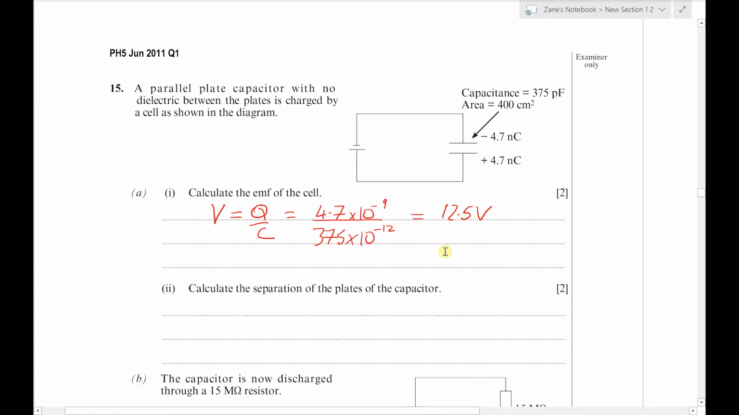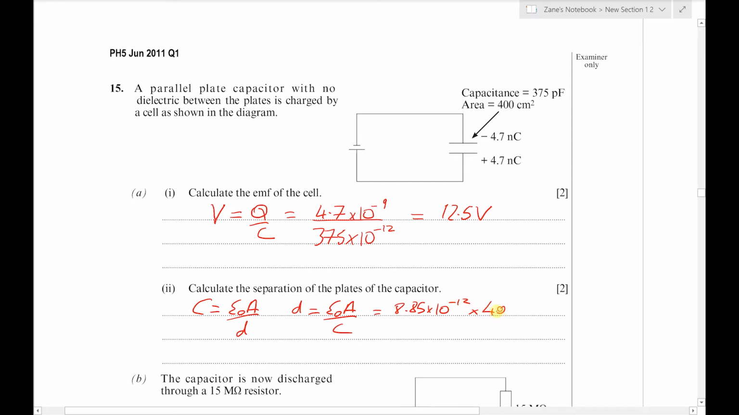Next, we've got to calculate the separation of the plates of the capacitor. So the parallel plate capacitor formula is C is epsilon naught A over d. So d is epsilon naught A over C. So epsilon naught, given in the data book, is 8.85 times 10 to the minus 12. The area is given in the question as 400 centimeters squared.